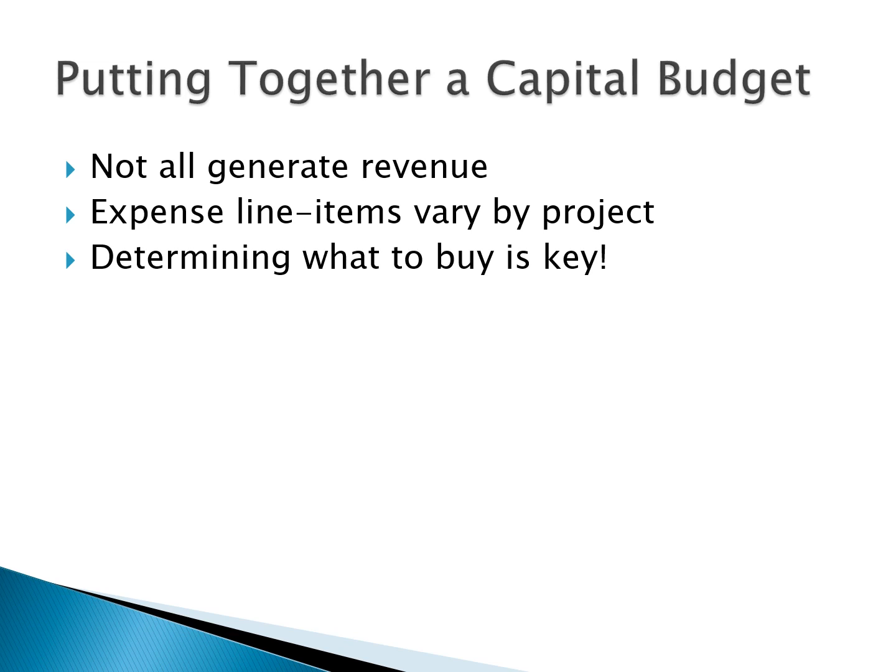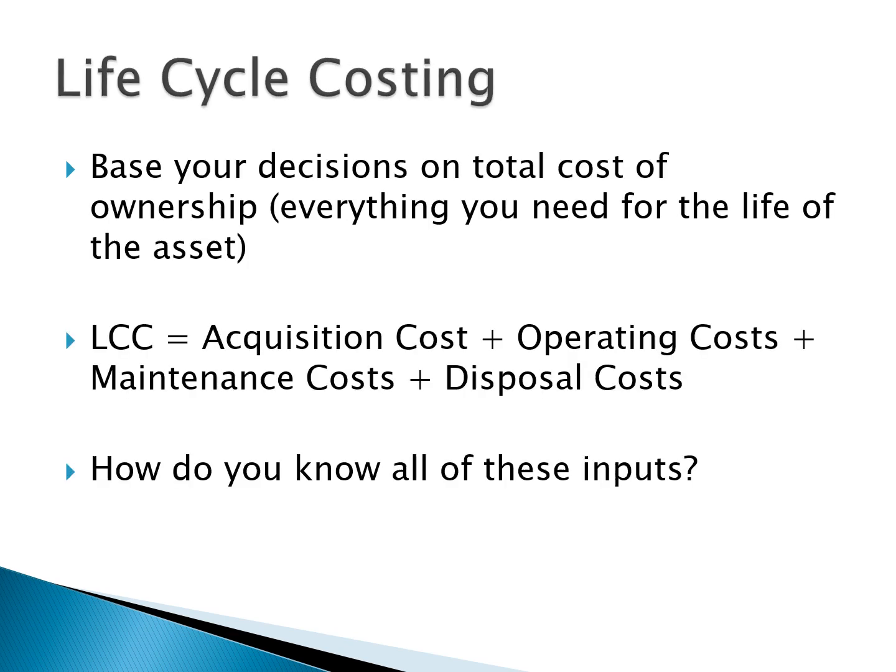That's different than an operating budget, where you're pretty much going to have your personnel, your other than personnel, your utilities, your rent, things like that. With a capital budget, your expense line items are going to vary by project, by type of organization that you are, by whatever it is that you're trying to buy through your capital budget. So determining what you're going to buy is key, as we'll see on the next slide when we talk about life cycle costing. So your book talks a lot about this concept.